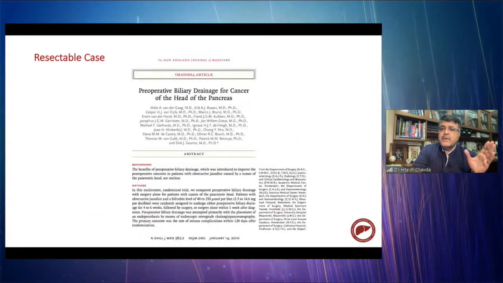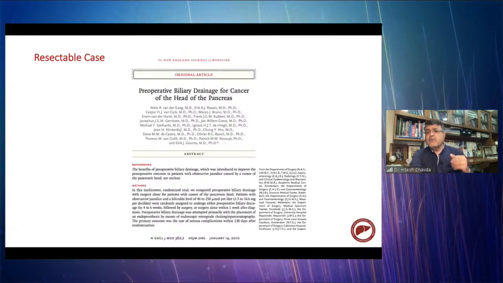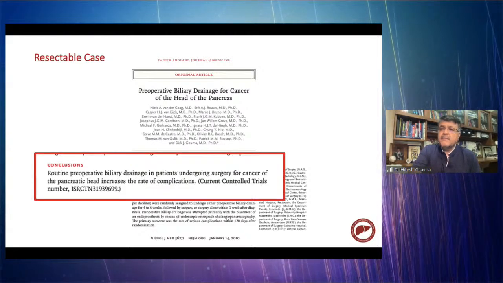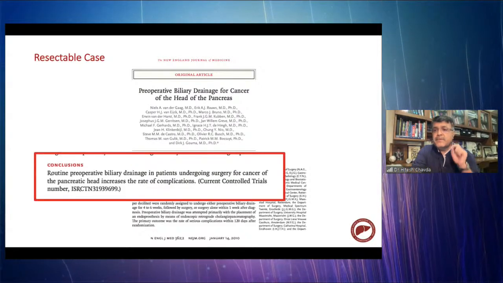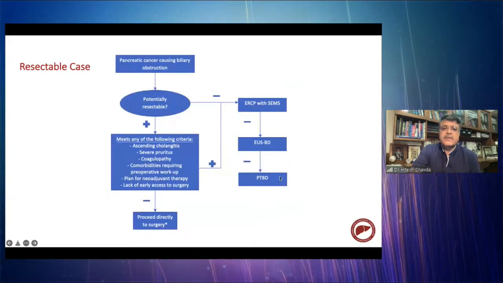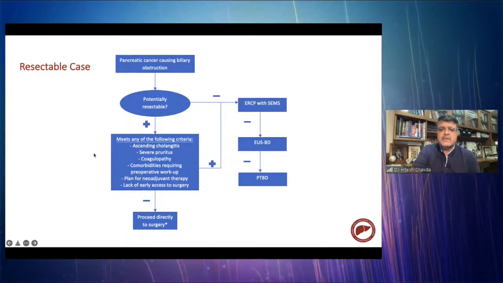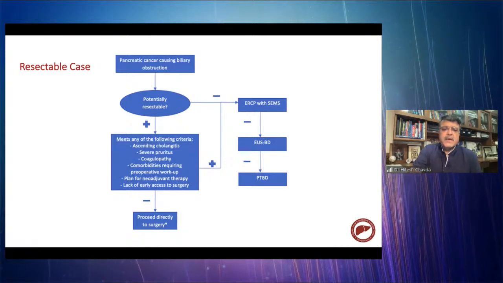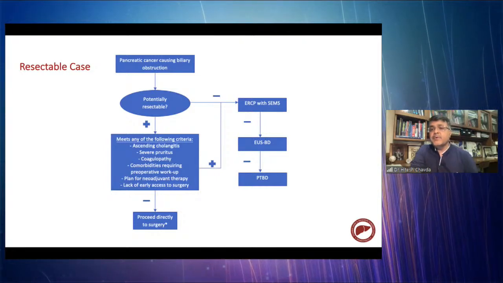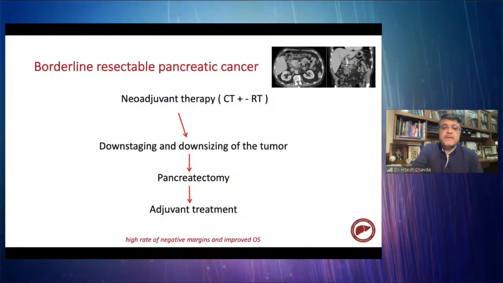avoid preoperative biliary drainage, because if we try to drain such patients who have painless jaundice, not high bilirubin, they'll end up with postoperative, particularly infective complications. So this is important. Not all the patients need biliary drainage. The patients who have cholangitis, severe pruritus, or who are going to wait due to neoadjuvant therapy, all of them should have preoperative drainage. Otherwise, they should have direct surgery if they are operable.